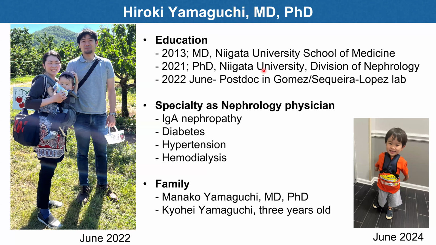Before talking about this topic, let me briefly introduce myself. I'm Hiroki Yamaguchi. I have been a nephrology physician in Japan for 9 years. My major is chronic kidney disease related disorders such as diabetes, hypertension, and glomerulonephritis. I received my PhD 3 years ago by doing the basic research on IgA nephropathy.